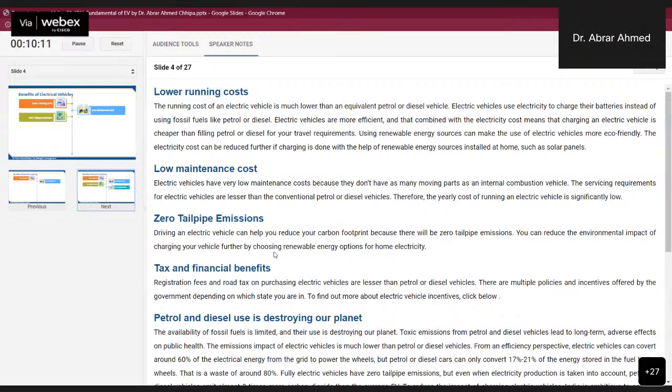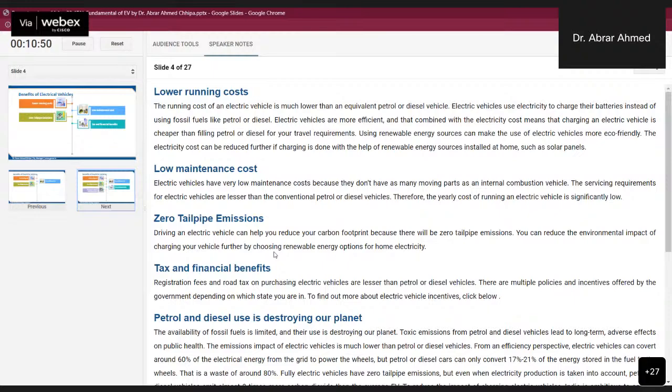Sir, already for the last 2 days, the topic of this FDP is also solar photovoltaic. So solar photovoltaic we can use to charge our electrical vehicle. There are some constraints that I will discuss in tomorrow's lecture. But we can replace the conventional sources with renewable energy options to make zero tailpipe emission. Next is the tax and financial benefits.